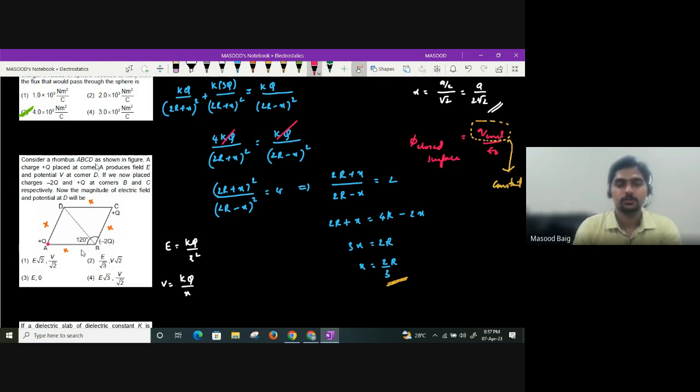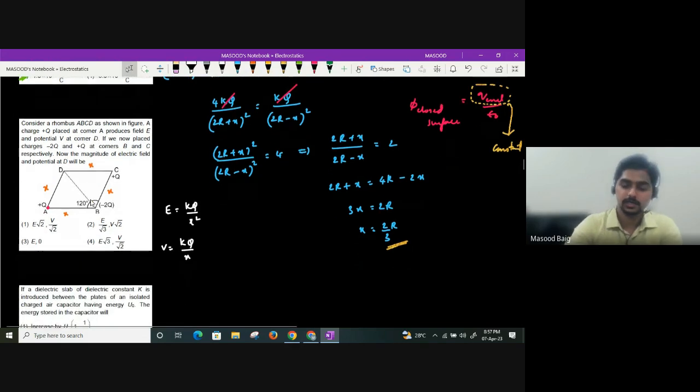What they have given: consider rhombus ABCD as shown in the figure. A charge +Q is placed at corner A, which produces electric field E and potential V at corner D. So because of A, we got some potential and field at D. If we now place -2Q and +Q charges at corners B and C, the magnitude of electric field and potential at D is how much they're asking. So what would be the electric field, guys? You please see.